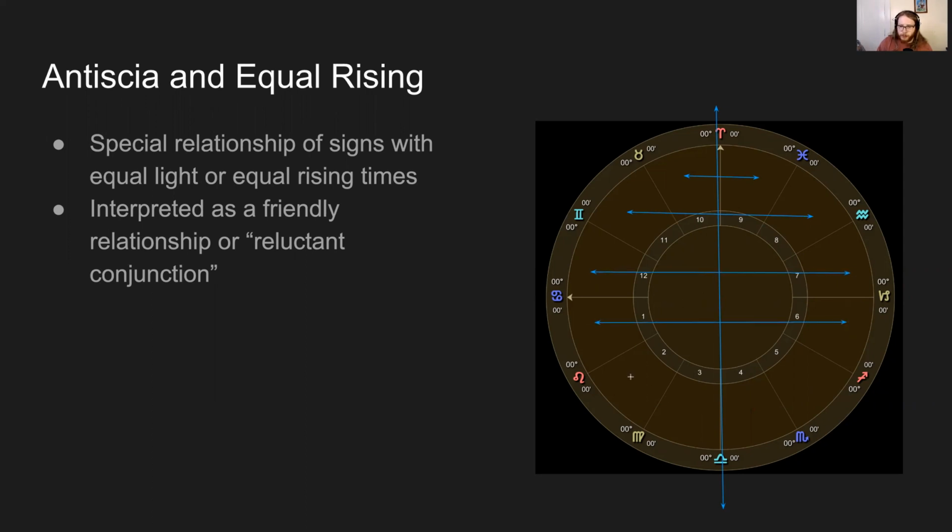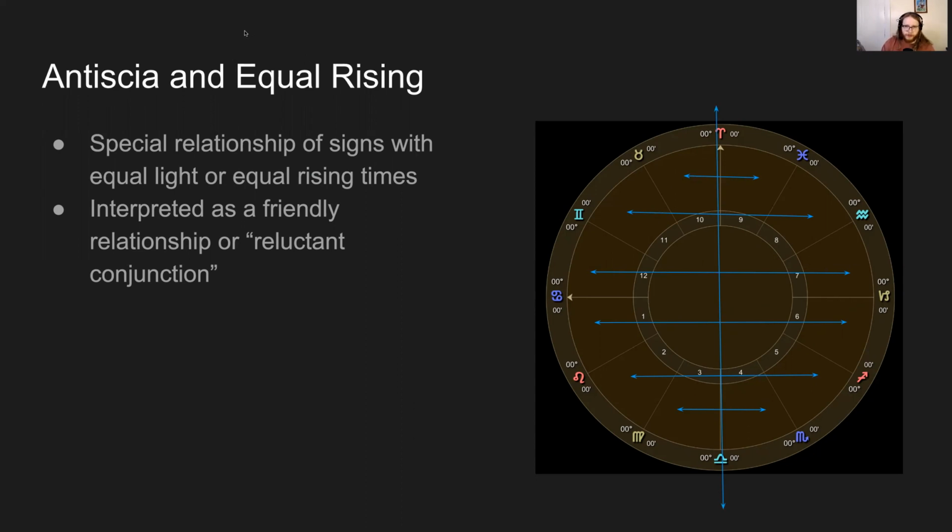In her book, Demetra George, and I'm just going to roll with it that it's from that book, says that both of them are like a reluctant conjunction, but I've also heard that the contra-antiscia or equal rising signs are more like an opposition. So again, it's the same thing. You would want to look for a planet at 22 Aries and 8 Pisces, right? Because it adds up to 30.